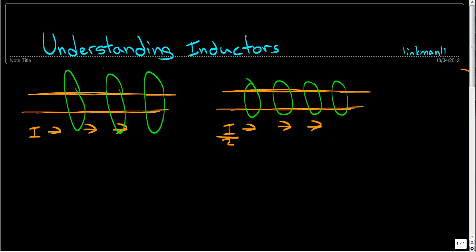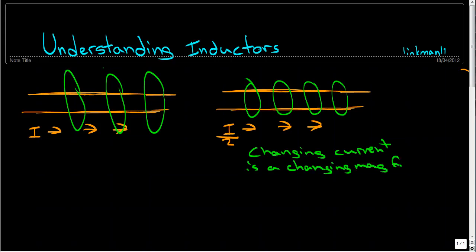And so this actually is the key concept to an inductor. So a changing current is a changing magnetic field. And that's the key thing here. If you can understand this, you can understand inductors.